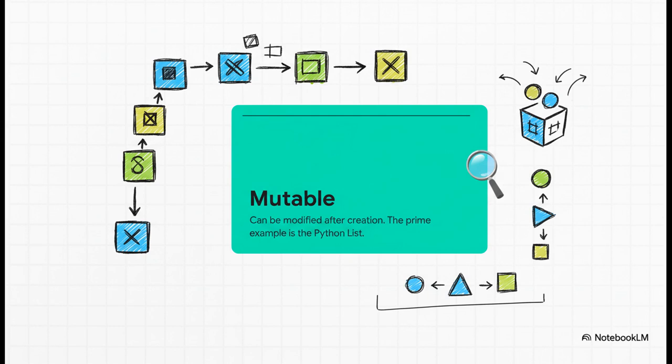So first up, we've got the mutable types. Now, mutable is just a fancy word that means changeable. And the classic example of this in Python is the list. You can create a list, and then later on, you can add new items, you can get rid of items, or you can even change the ones that are already in there. It's built to be flexible, perfect for data that you know is going to change over time.